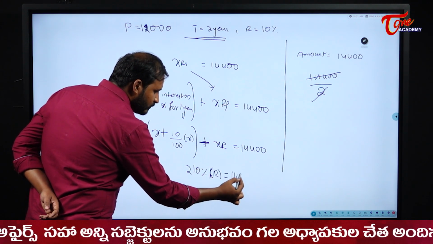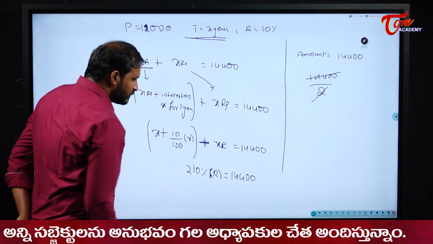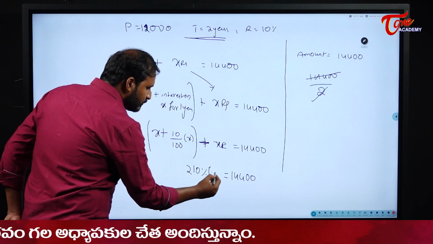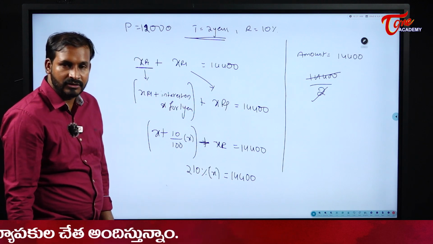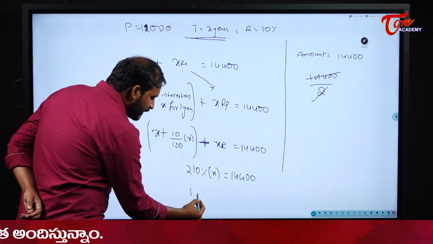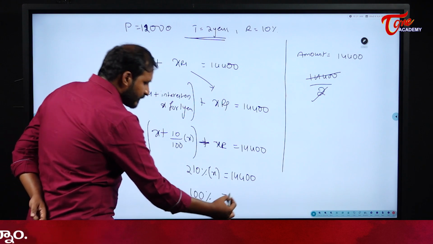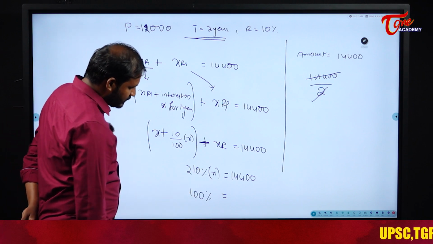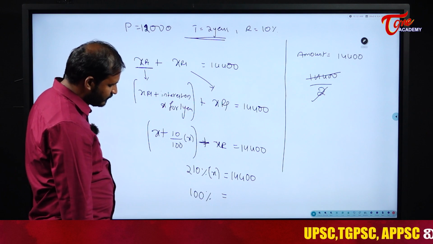210% of R is equal to 14,400. Not R, X here. This is X, right? 210% of X is equal to 14,400. What will be 100%? What is 100%? What you will get? 210. How 210 becomes 144 into 0?